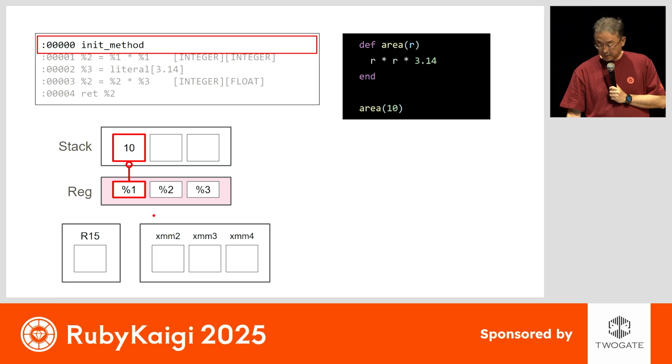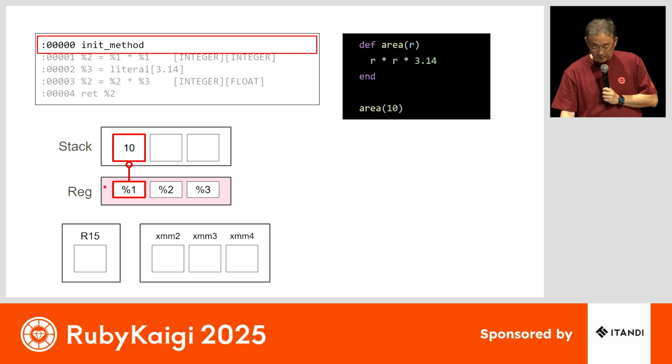So think about a small method area which calculates the circle area for a circle with radius r. And you are a JIT compiler. At first, the argument r is stored in register 1, but the compiler does not know what it is. It may be an integer or a float, and it can be a string. So it is colored in gray.